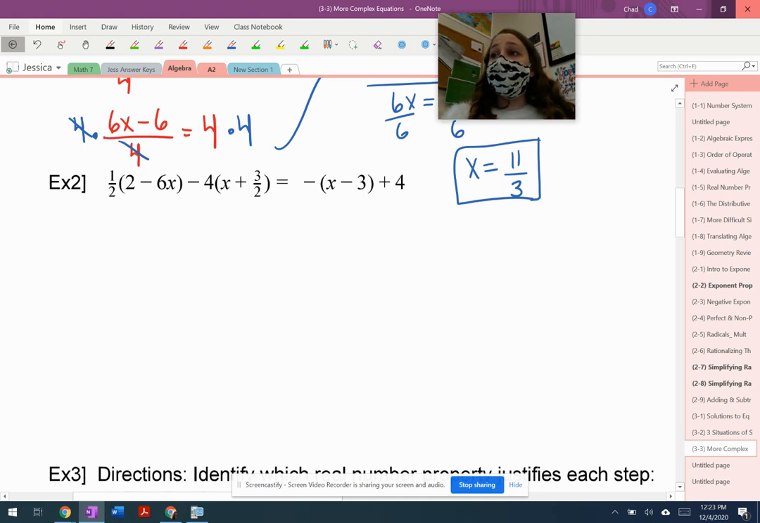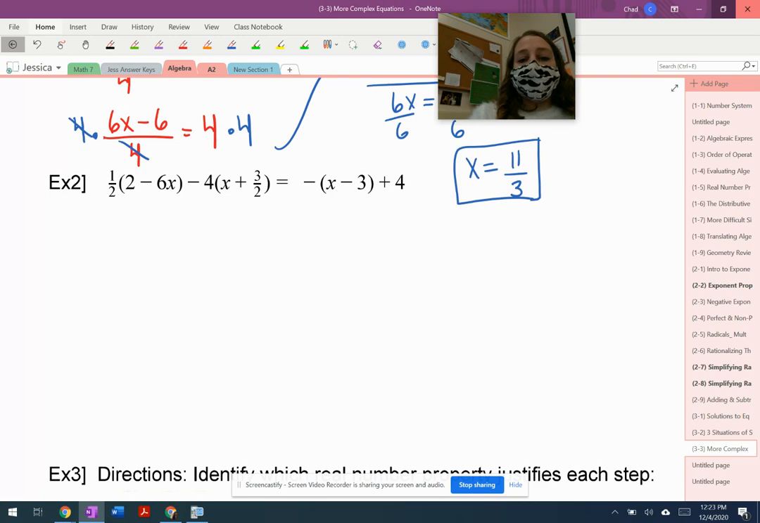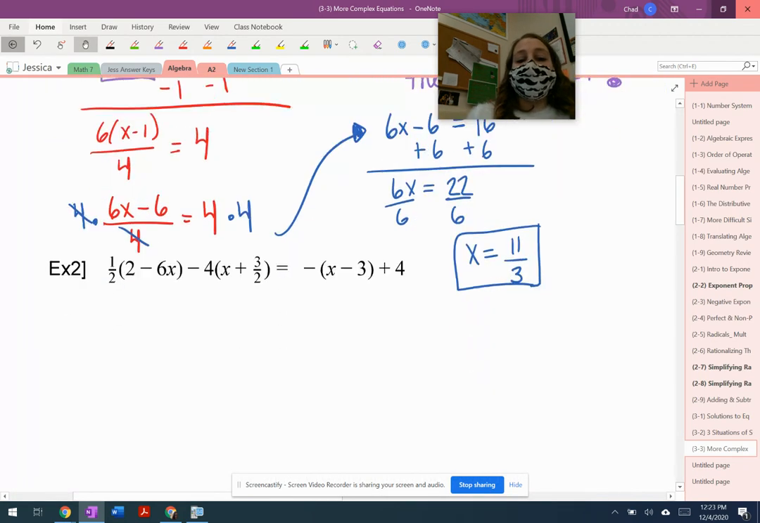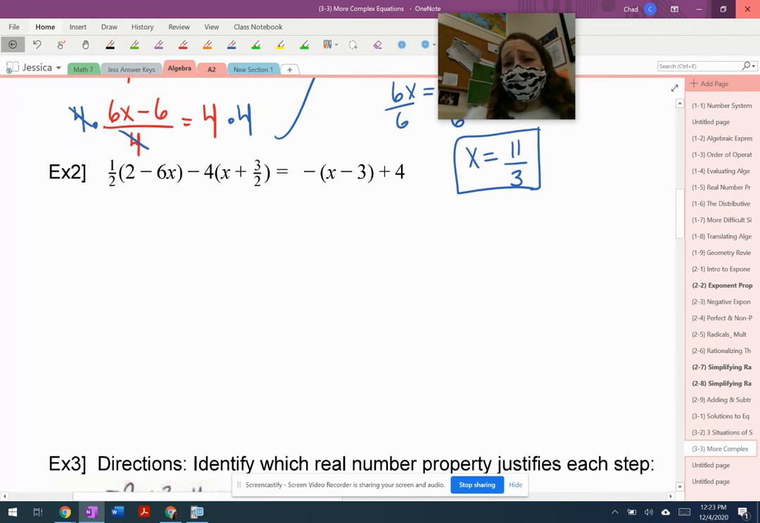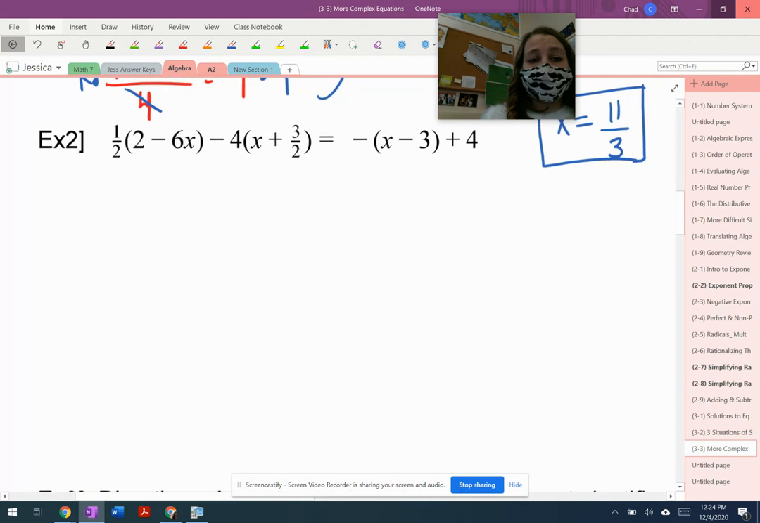So here we are with example 2 and 3, more complex equations. And this one, we have a lot of distribution to start with. We don't have a giant fraction like we did in example 1, but we do have a lot of distribution going on, which is no problem. Just take it one piece at a time.